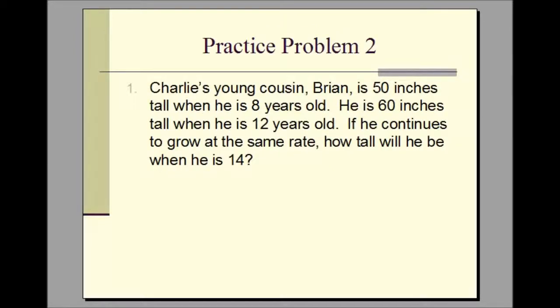Practice problem 2. Charlie's young cousin Brian is 50 inches tall when he is 8 years old. He is 60 inches tall when he is 12. If he continues to grow at the same rate, how tall will he be when he is 14?